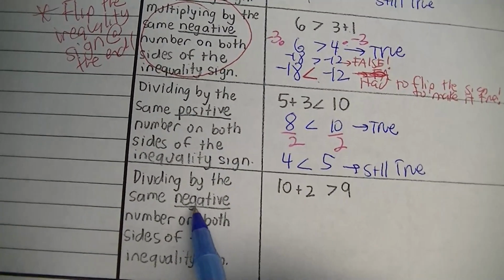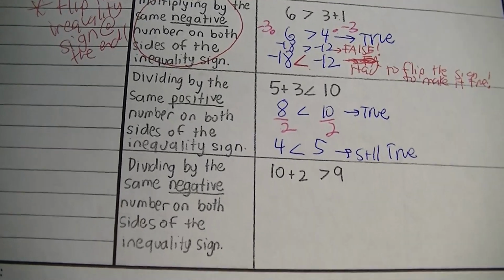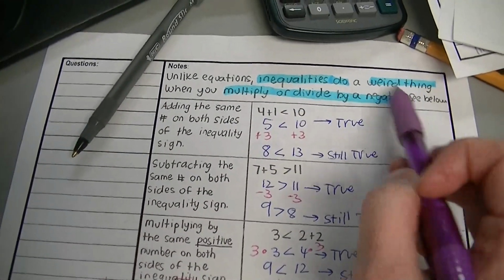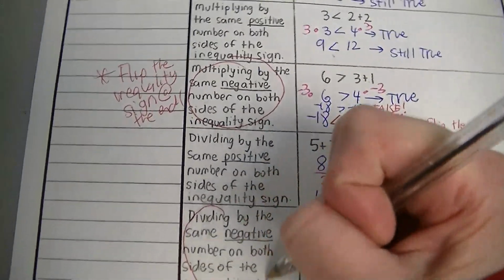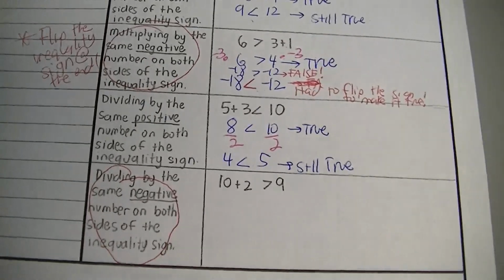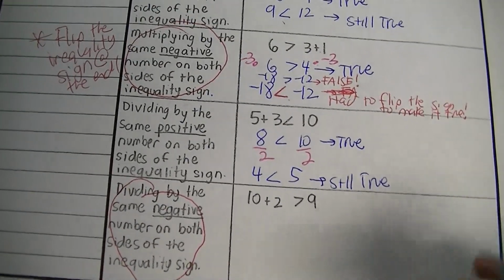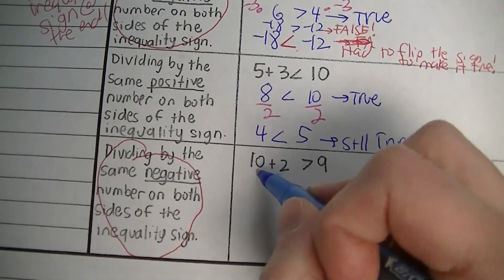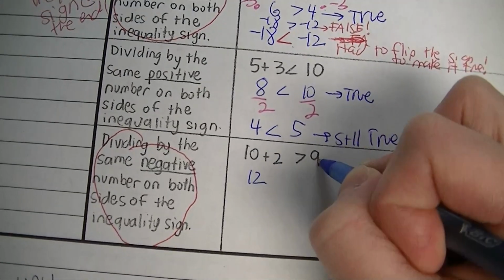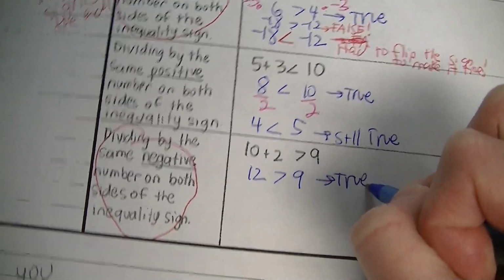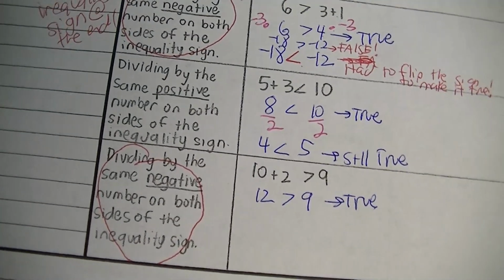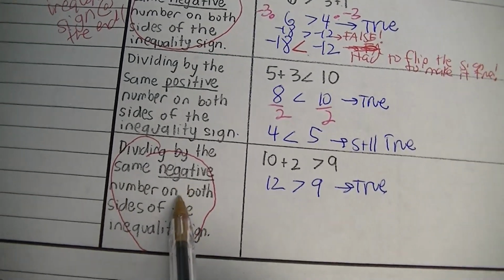Okay, dividing by the same negative number on both sides. So again, when you multiply or divide by a negative, something weird happens. So that's a red flag right here. I'm going to circle it because you need to make sure that you are aware when you examine this problem. Okay, so 10 plus 2 is 12. Yeah, that's bigger than 9, so that's true.